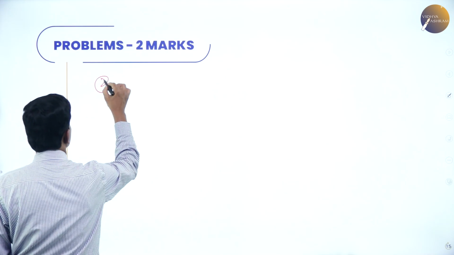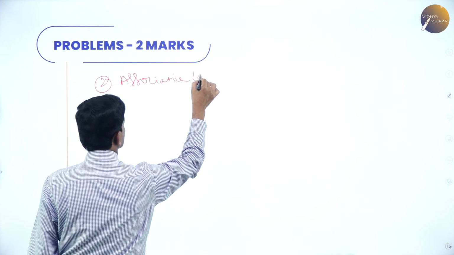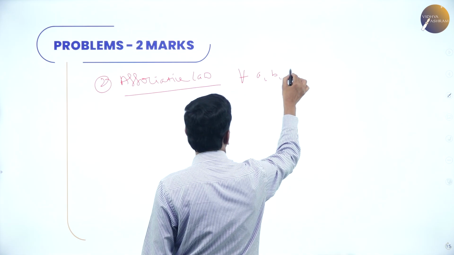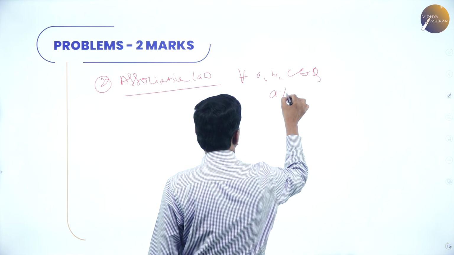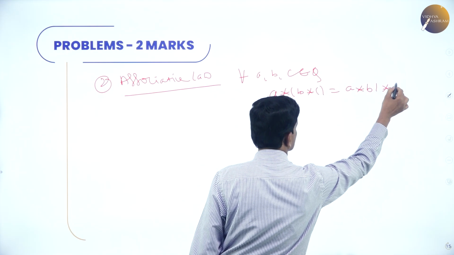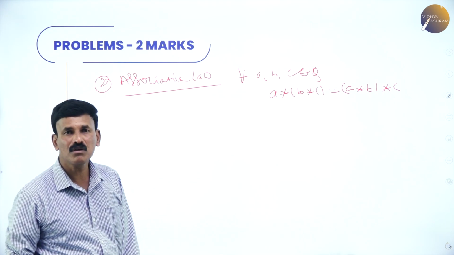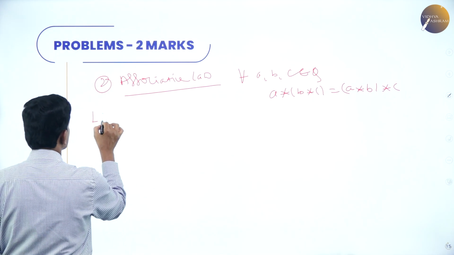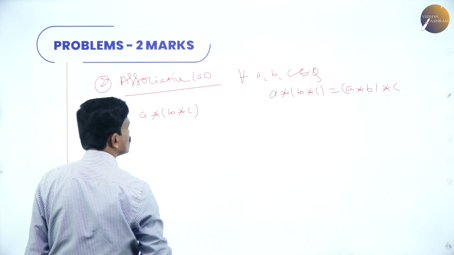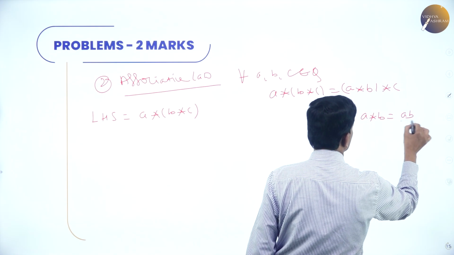Now, on the other hand, verify the associative property. What is the second one? Associative law, or associative property. What is the property? For all a, b, c belongs to Q, if (a star b) star c is equal to a star (b star c), then the associative property is satisfied, or the associative law holds good. Now let us take LHS, (a star b) star c. What is a star b given? a star b is equal to ab by 4.